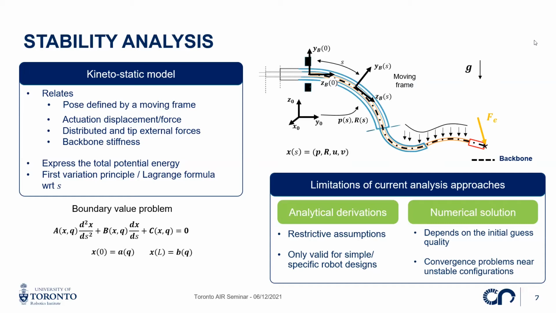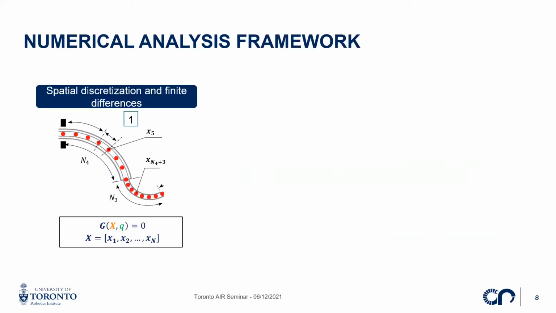Or to go for numerical solutions and try to solve these models numerically using standard numerical solvers. This allows us to take into account generic robot designs, but with the current numerical solvers, the convergence depends on the initial guess quality. And also there can be convergence problems near unstable configurations. So in our work, we propose to go for the numerical approach and to propose a numerical framework that is more adapted to study these stability issues.